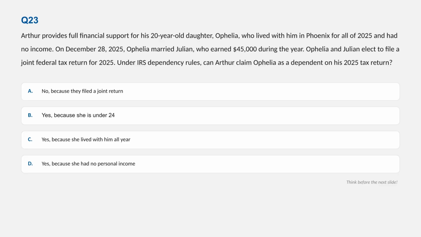Ophelia and Julian elect to file a joint federal tax return for 2025. Under IRS dependency rules, can Arthur claim Ophelia as a dependent on his 2025 tax return? A. No, because they filed a joint return. B. Yes, because she is under 24. C. Yes, because she lived with him all year. D. Yes, because she had no personal income.